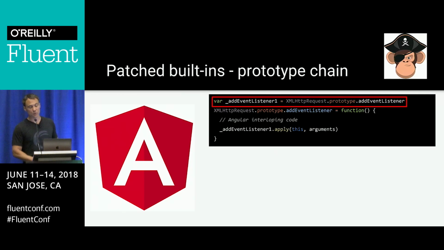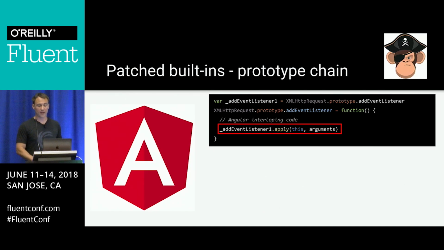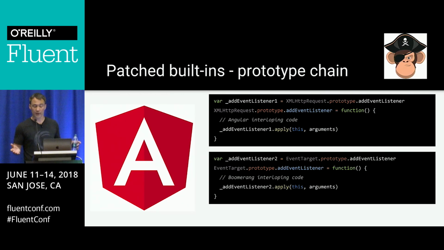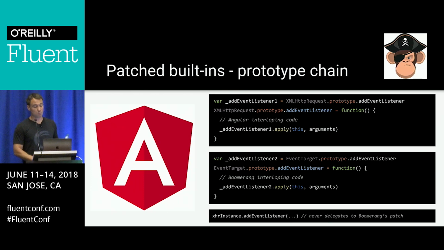When you patch, you store a reference to what the native built-in was at that moment. After your code gets a chance to execute, you then delegate back up to that method. So Boomerang also needs to listen to XHR responses a bit later and patches EventTarget.addEventListener, which is higher up the prototype chain than where Angular patched. So now, when you call addEventListener on an instance of an XHR, Angular will accept that call first because it's lower in the chain. It will then delegate up to what it saw XHR addEventListener to be, which is the native EventTarget addEventListener, the top of the chain.